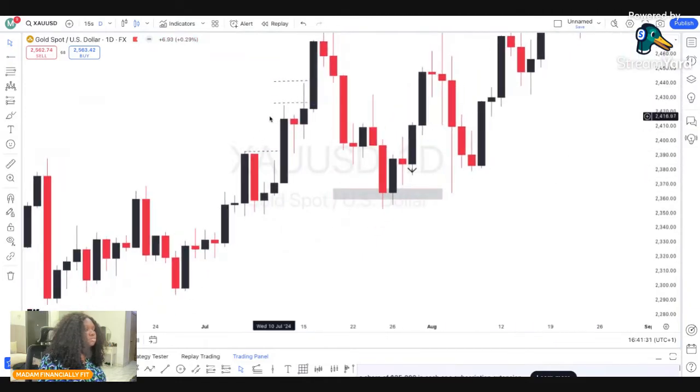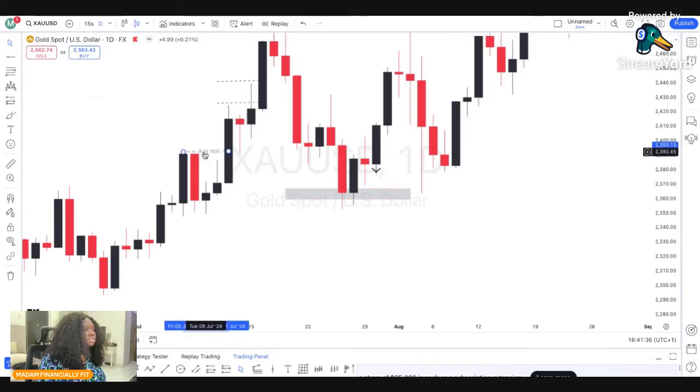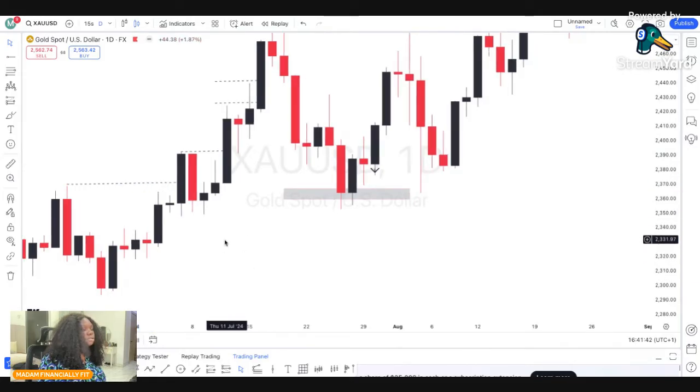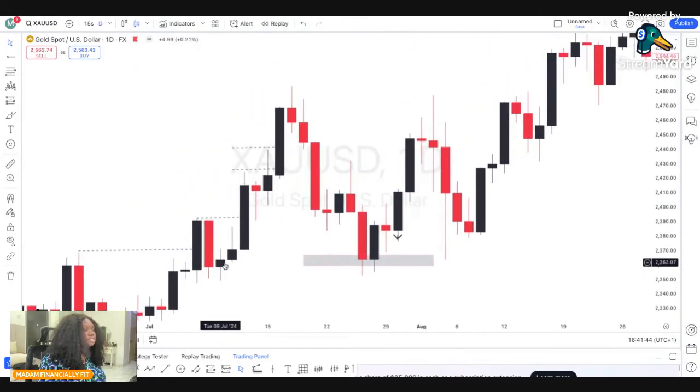So you are seeing break of structure. You are seeing break of structure. This is just an example, so pardon me, guys. Break of structure here. All right. Now, this one was your last major move.